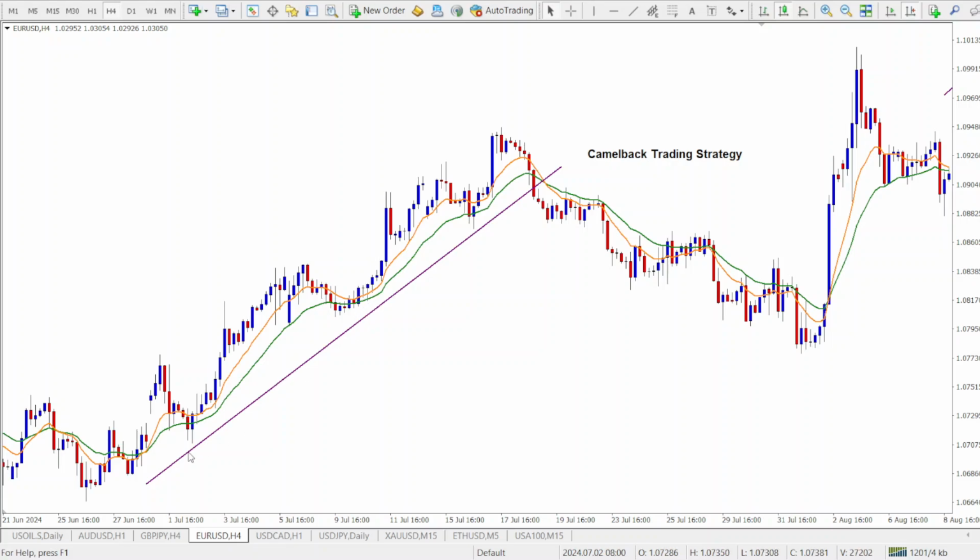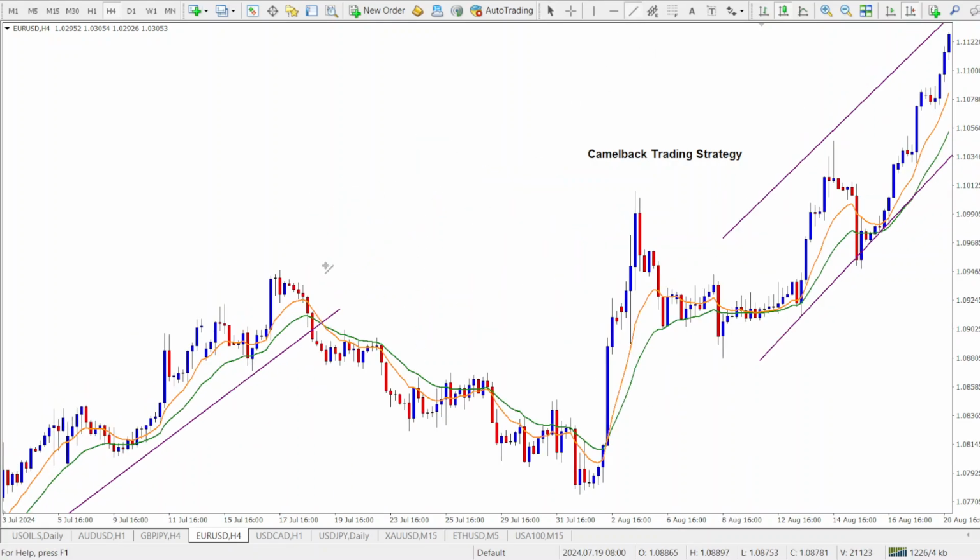For entries, you can place a buy order just above the high of the pullback, right after the pullback forms. Right after the pullback has concluded, you can place a buy order. All right, that is in an uptrend, obviously.